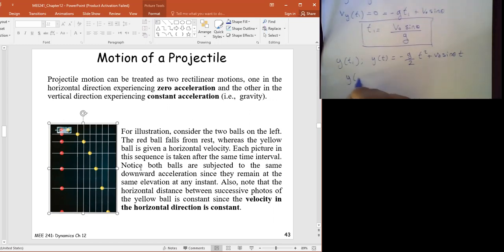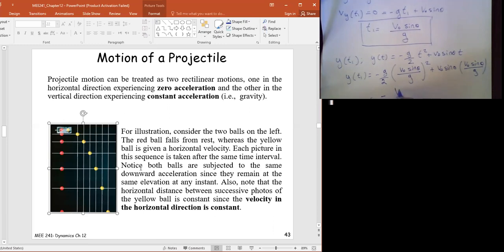So y of t1 is going to be equal to minus g over 2 t1 squared. So v0 sine theta over g, squared, plus v0 sine theta multiplied by v0 sine theta over g. So you can see you have v0 squared sine theta over g. Here you have the same thing, right? And basically here you have g squared on the bottom and then you have g on top. So it will be v0 squared.